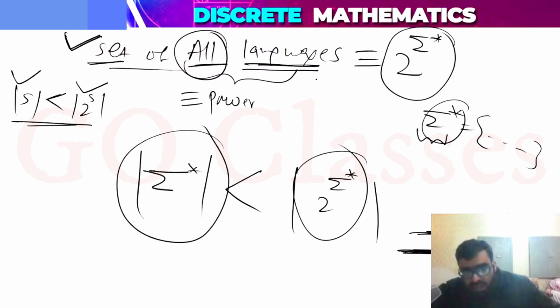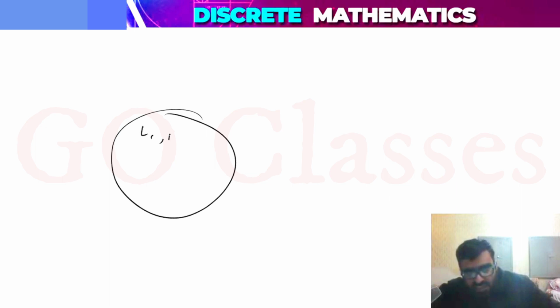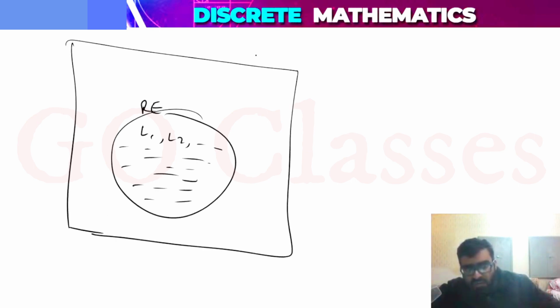Okay. Now, we have seen that the set of all RE languages is countable, and the set of all languages is uncountable. It means it's like this. This is your set of RE languages. Every language here is an RE language, remember. And let's assume this is the set of all languages. So of course, if this is the set of RE languages, then these are the not RE languages. This red area is the not RE languages.